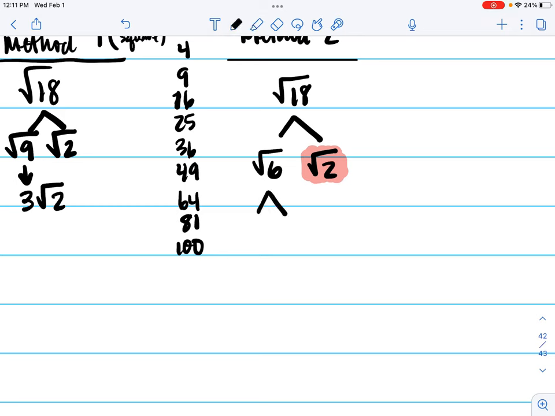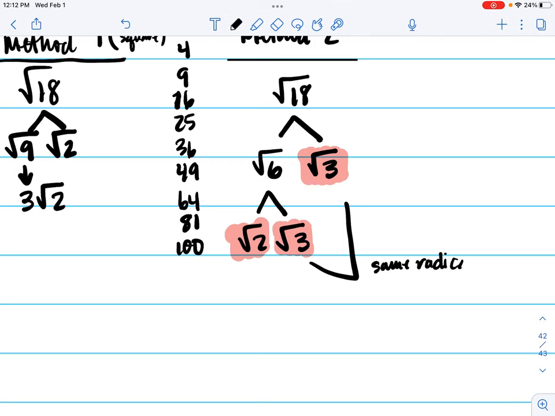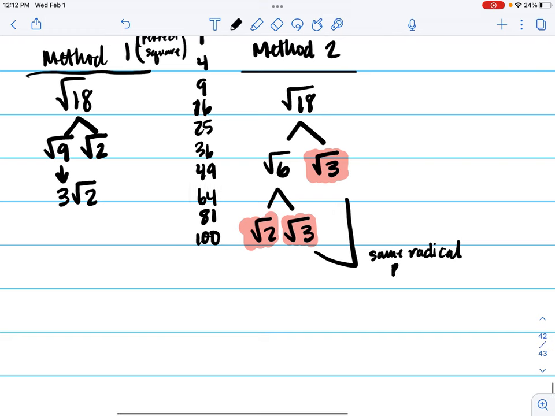And then 6 can still be broken up. We could break this up into, wow, this is not right. Hopefully someone caught that. 6 times 3 is 18. So 3 is a prime still. And then we break up 6 because 6 still has factors. We could say root 2 and root 3. Root 3 is also, these are both prime numbers. And if you notice, we actually have two of the same value, or 2 of the same radical. And when you have the same radical, they're paired off, same radical pair.